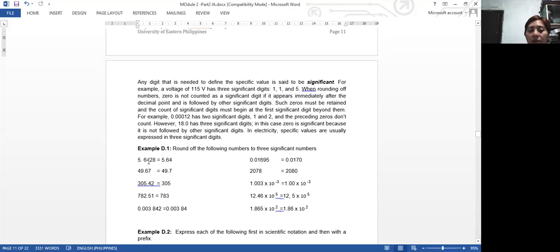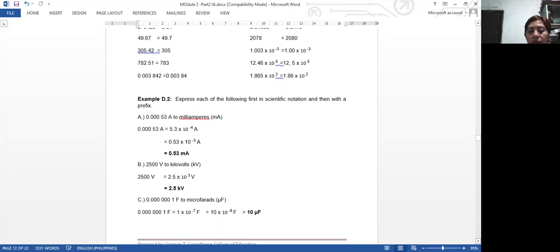So we have here 5.6428. It will become 5.64. Three significant digits. 49.67 will become 49.7. 305.42 will become three significant digits: 1, 2, 3. So it's 305. 782.51 equals 783. Okay. 0.003842 will become 0.00384, and so on. Here's just the same.